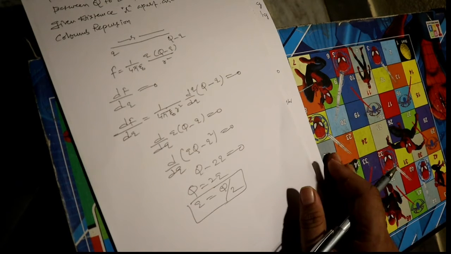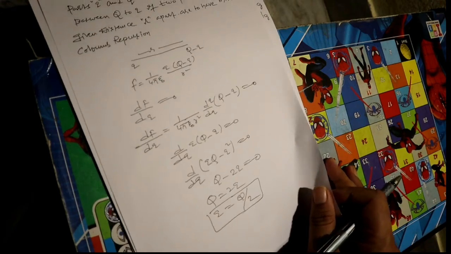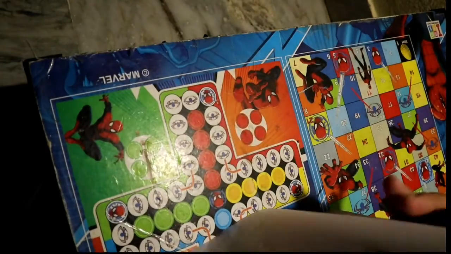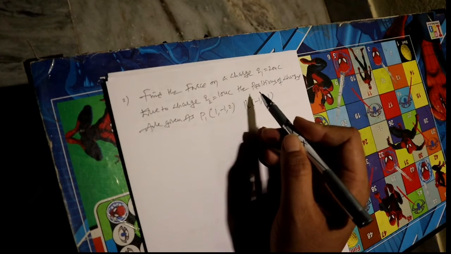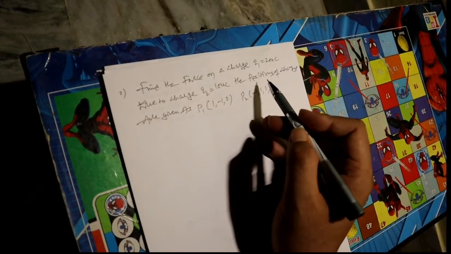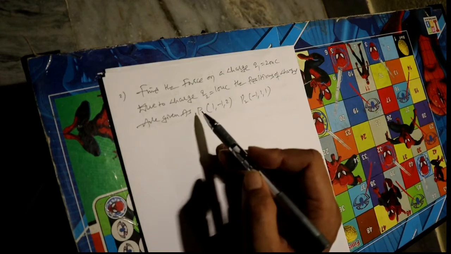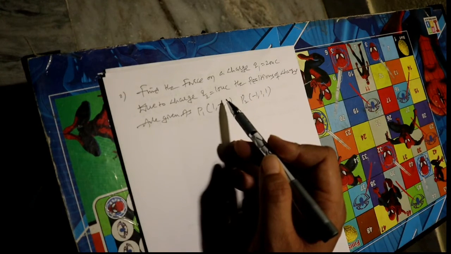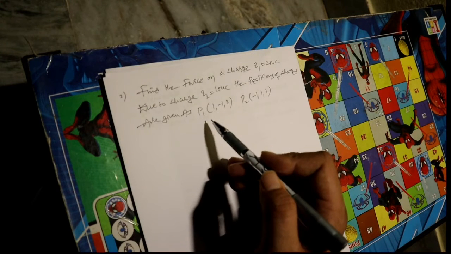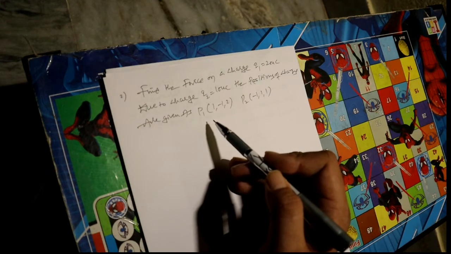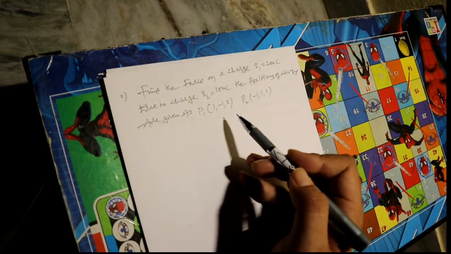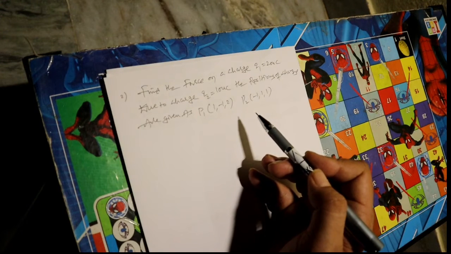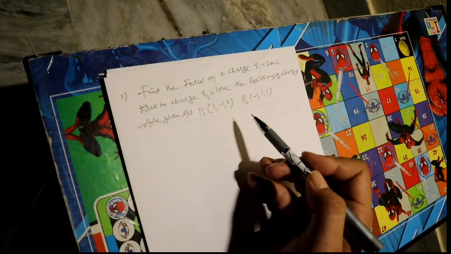So now we are going to discuss another problem, that is, find the force on a charge q1, that means 20 microcoulombs, due to the charge q2, 10 microcoulombs. The positions of charges are given as P1 is equal to (1, minus 1, 2), P2 is equal to (minus 1, 1, 1).